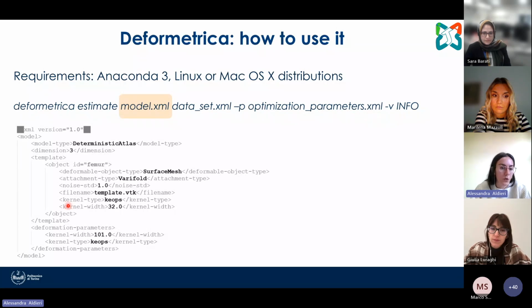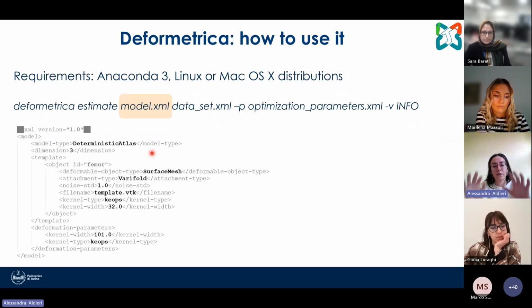Now we are looking into these files a little bit better. So the model file is the core of the analysis because it is here that we declare what we want to do with Deformetrica. So here, of course, we wanted to do a deterministic atlas. So you see that here we declared what kind of analysis we want to perform. Then we, of course, have to say the dimensions we will be working in, so 2D or 3D. In our case, we were in 3D. And then the kind of shape we are giving. In our case, we had surface meshes, and so surface mesh was declared here.